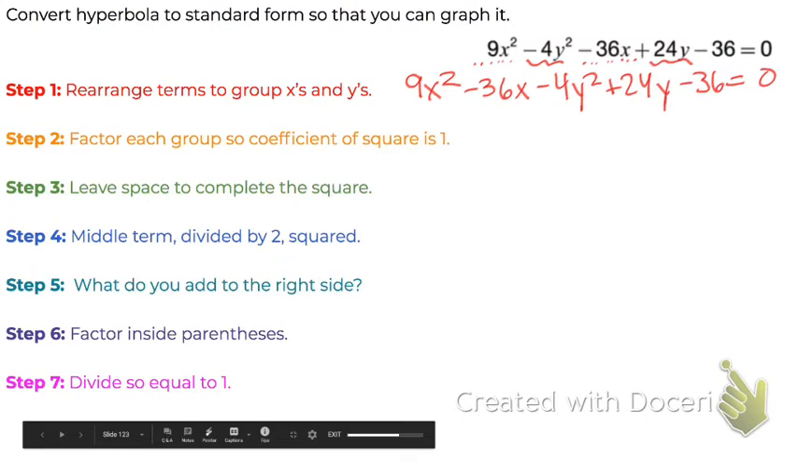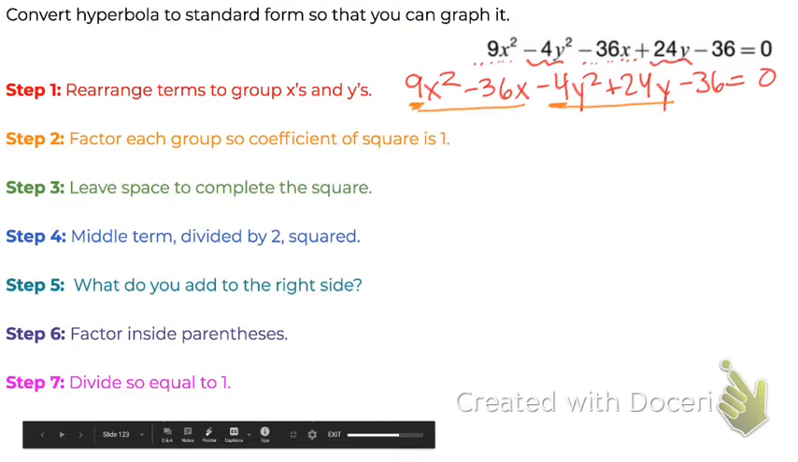The next step is to look at each of the groups. Look at my x's and my y's. And I want what is in front of the square, the coefficient in front of the square, to be 1. But it's not. It's a 9 and a negative 4. So I need to factor each of those groups.